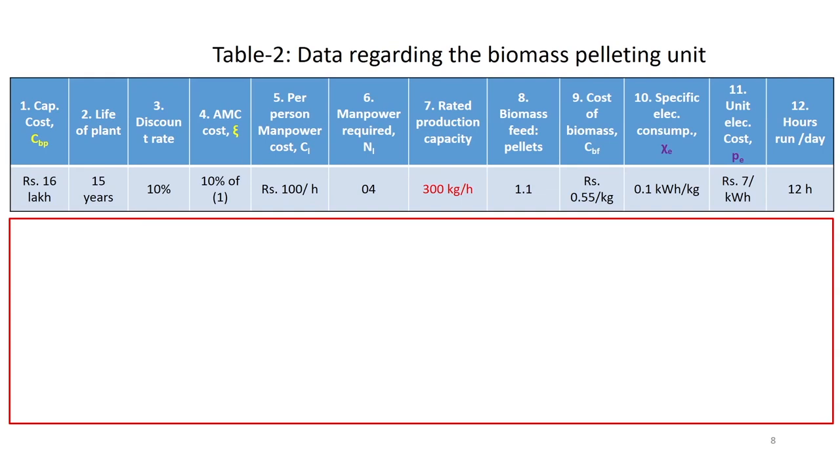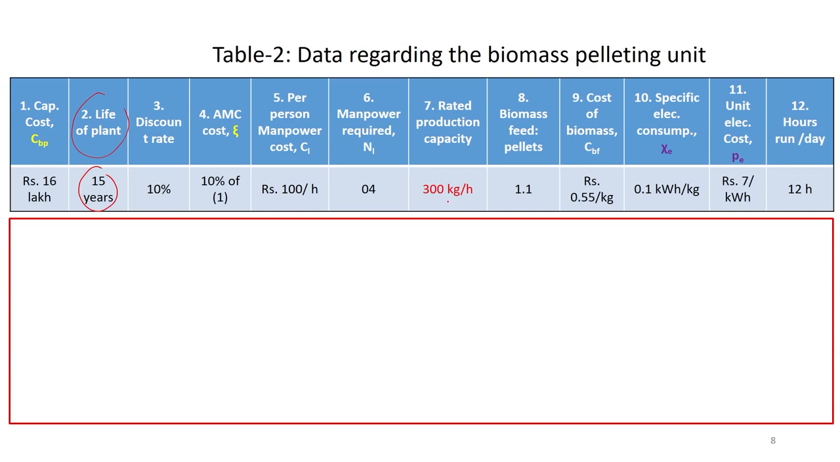Now, let us take the data regarding the biomass pelleting unit. Let us consider the cost of the pellet machine is about 16 lakhs and lifespan of the unit is 15 years. And discount rate is 10%, and annual maintenance contract, that is maintenance cost, is about 10% of the total cost, and per person manpower cost is 100 rupees per hour, and number of manpower is 4.